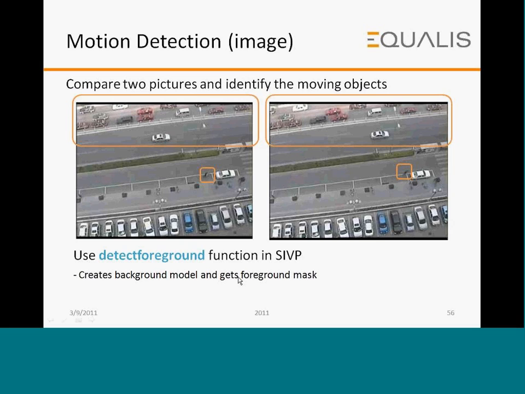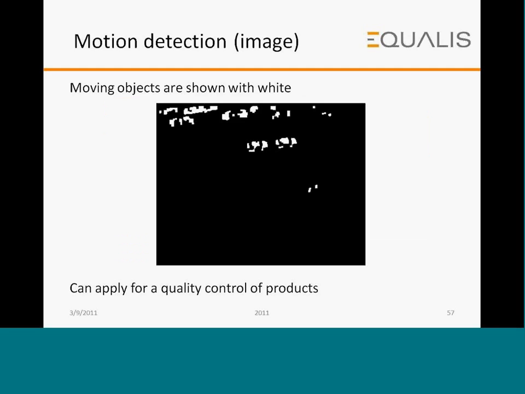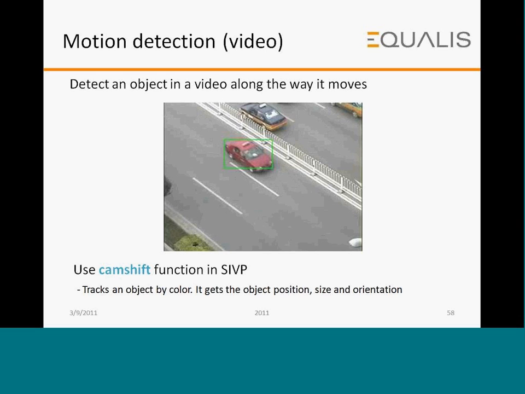Using the detect foreground function in Scilab image and video processing toolbox, we're able to take the two images, compare them, and say, okay, here is a car that is moving, here is a pedestrian that's moving, and that is done with this output. Whatever is shown in white, those parts of the image are the moving objects. So successful motion detection is done using the toolbox in Scilab.